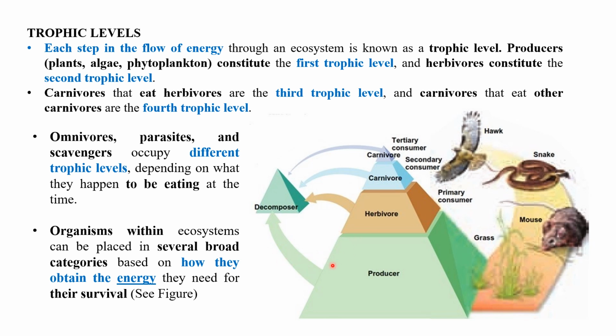So in the figure, we can see the trophic levels: producer, herbivores, carnivores, and then the next carnivores, right? Here we have grass, mouse, and snake: primary consumer, secondary consumers, tertiary consumers. And you see the decomposers are also shown. So these are the trophic levels.